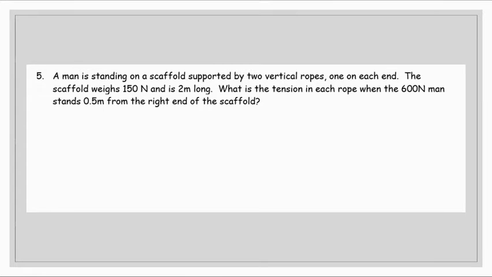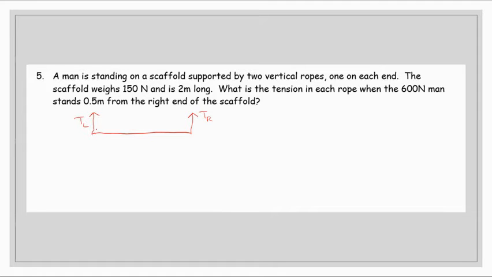A man is standing on a scaffold supported by 2 vertical ropes, one on each end. The scaffold weighs 150 newtons and is 2 meters long. What is the tension in each rope when the 600 Newton man stands 0.5 meters from the right end of the scaffold? Now, these problems are impossible to do if you do not draw them out. So here I have my scaffold, and my scaffold is 2 meters long. It says 2 vertical ropes on each end, so on each end I have tension. I'll call that tension right, and I have tension left.